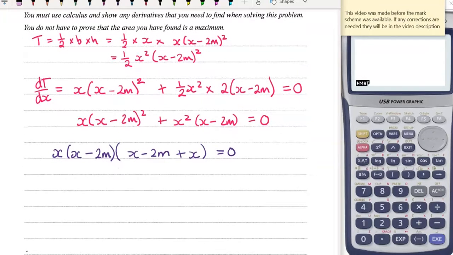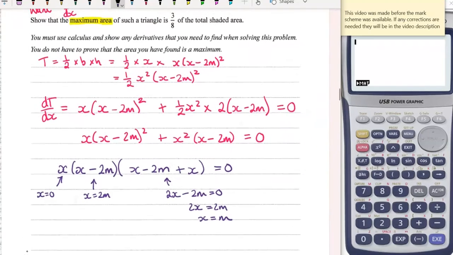Okay, so from these solutions, this one would give me x equals 0. This one would give me x equals 2m. And this one would give me 2x minus 2m is equal to 0. So 2x equals 2m, or x equals m.